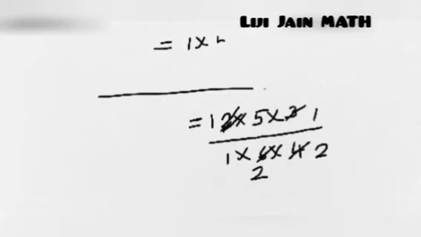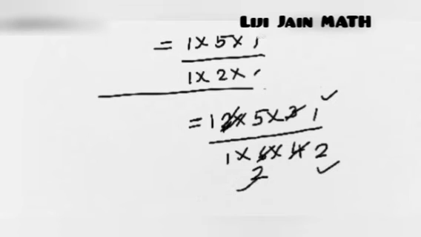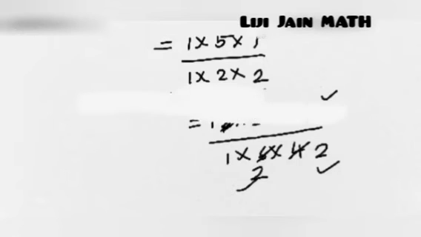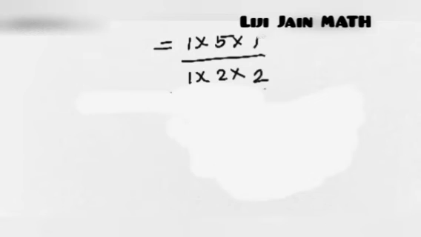1 into 5 into 1 in the numerator, and down in the denominator 1 into 2 into 2, isn't it? So, this is equal to what? 1 into 5 into 1 means 5, down 4, isn't it? So, the answer is what? 5 by 4 is the final answer. Have you understood? Okay, good.